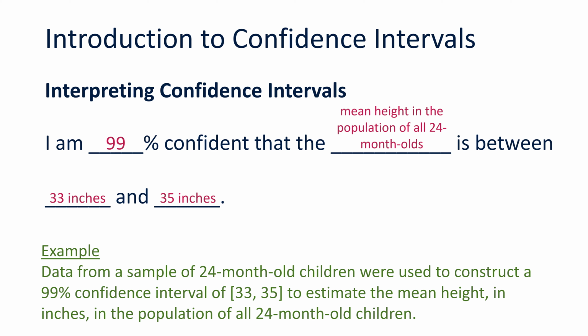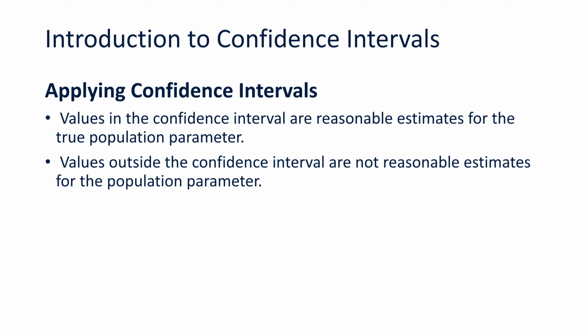Now, let's look at how we can apply confidence intervals to make inferences about the population parameters. A confidence interval contains a range of acceptable estimates of the population parameter. This means that the values in the confidence interval are reasonable estimates for the true population parameter, and values outside the confidence interval are not reasonable estimates for the population parameter. Let's look at two examples.